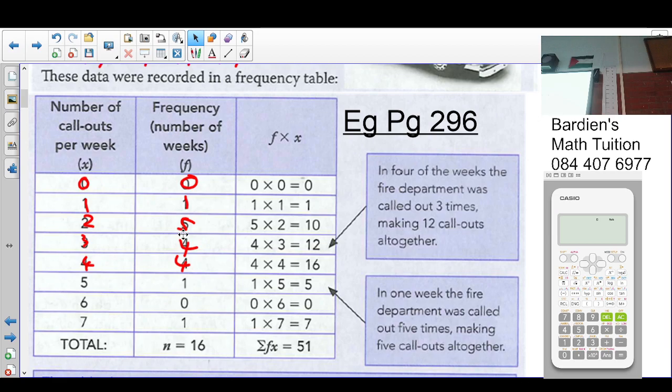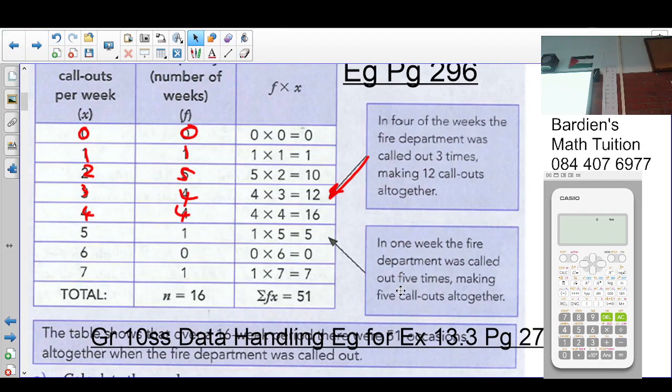And in 3 weeks it was called 4 times. So in total it was 12 times. Can you see that, people? And so on and so on. In 4 of the weeks, as you can see here, the fire department was called out 3 times, making 12 call-outs together. Okay? In 1 week, the fire department was called out 5 times, making 5 call-outs altogether.